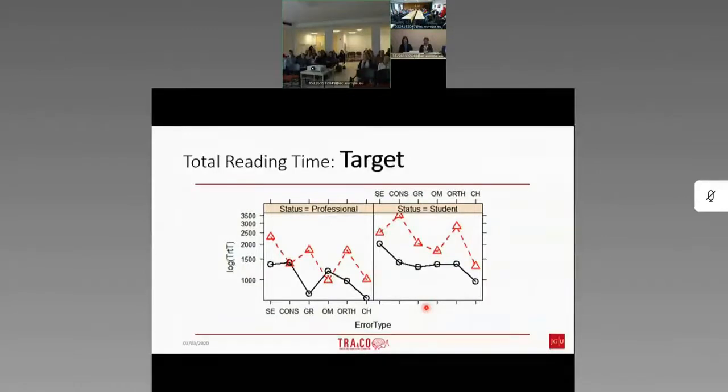And this is the total reading time in the target text. And here, again, we see very clear effects for orthography. The professionals show no effect for consistency. So they correct these mistakes, but don't spend much time reading those words. The students, on the other hand, spend quite a bit of time on consistency errors. And the professionals spend time on grammar, whereas the students don't. And maybe the most interesting effect is the sense errors here, which the students don't spend any time on, the professionals do.